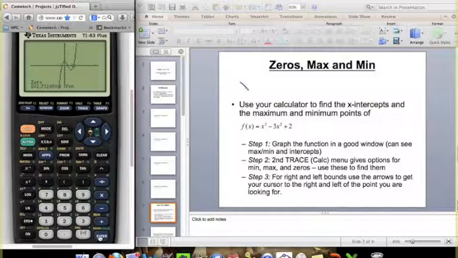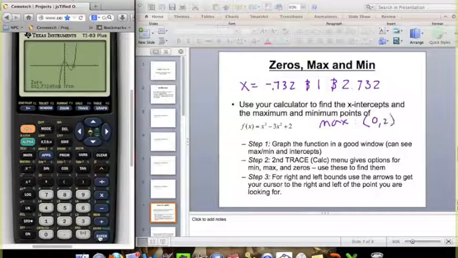So we ended up with x-intercepts at negative 0.732 and at 1 and at 2.732. We ended up with a maximum at 0, 2 and a minimum at 2, -2. Okay, so all 5 of those things would be your answers to this question. Do we have to put them in the order? No. Nope, it doesn't matter what order you list them in.